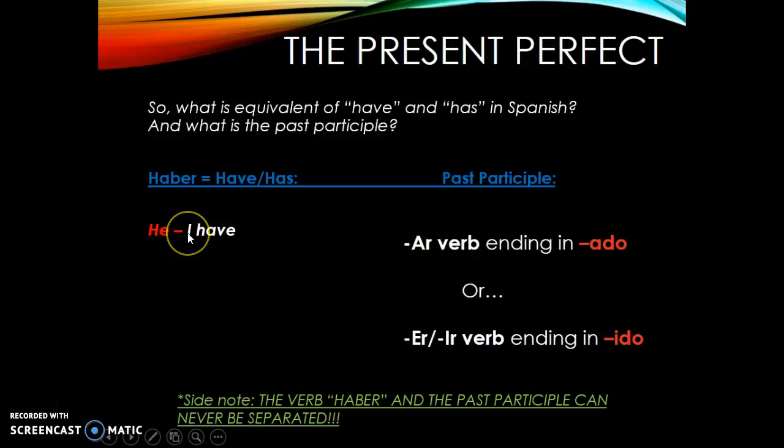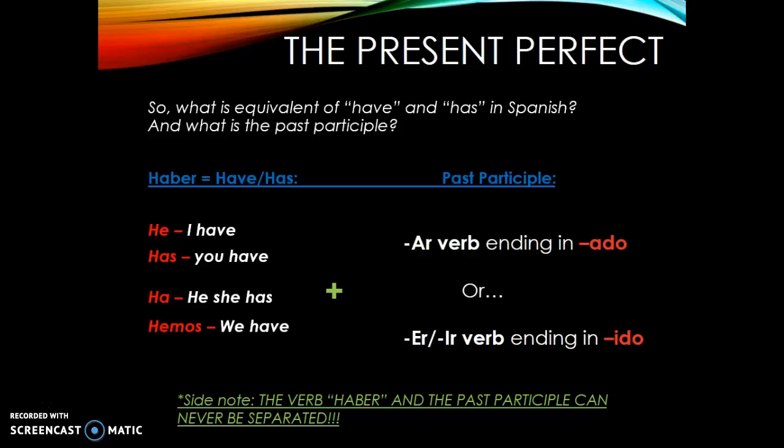He, I have. Has, you have. Ha, he or she has. Hemos, we have. And han, they have. Again, do not pronounce the H's. So it's he, has, ha, hemos, han. I have, you have, he or she has, we have, they have. So we have the have and the has down.